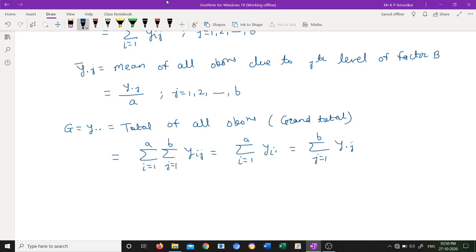Alright. Next notation is y bar dot dot. Y bar dot dot means the mean of all observations, or we can say it is the grand mean. Now this is just y dot dot divided by the total number of observations, and the total number of observations is AB.